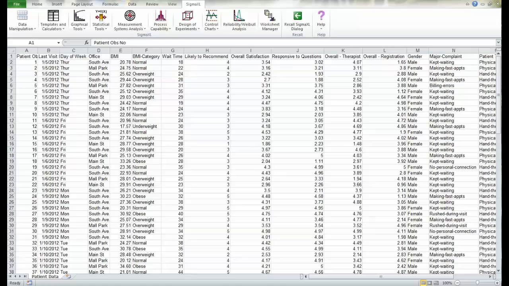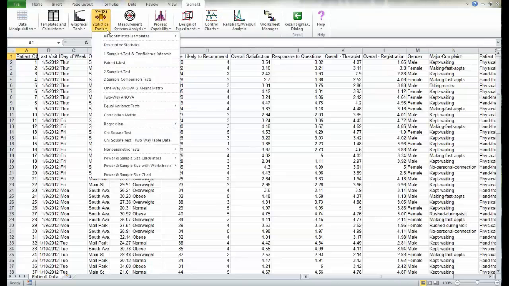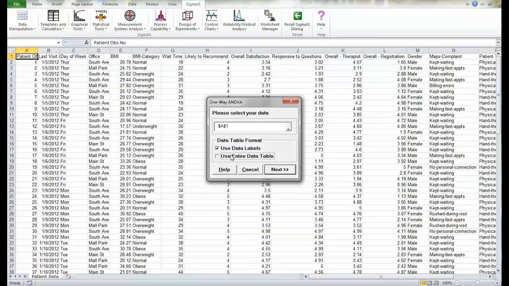So according to the hypotheses we've set up, we want to focus on column I, which is overall satisfaction, and we want to break out our analysis by column D, which is office. To do an Anova analysis in Sigma Excel is very simple. We're going to go to Statistical Tools, One-Way Anova and Means Matrix, Entire Table, Next.